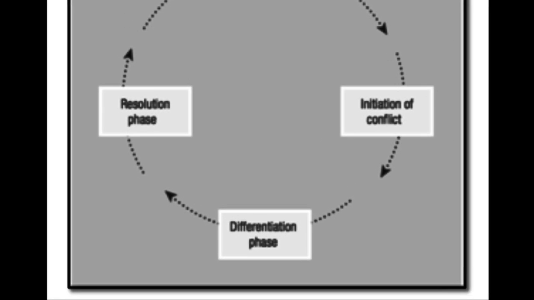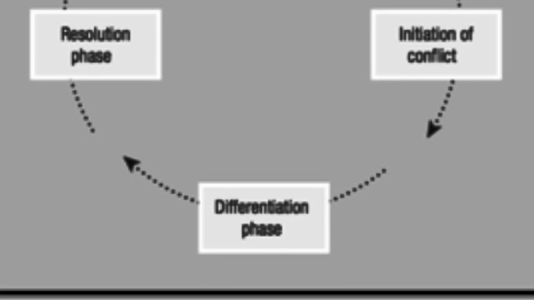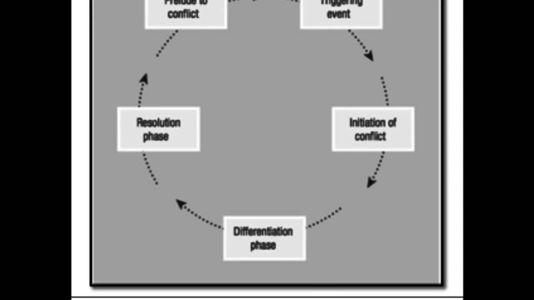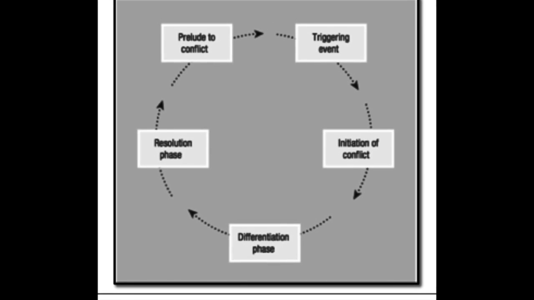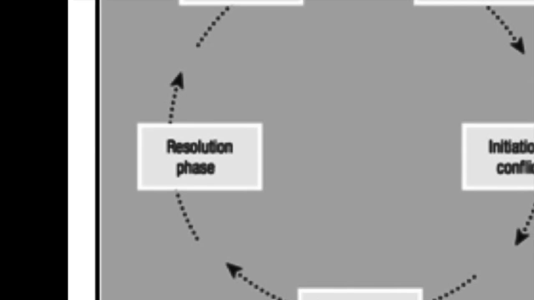The next stage is stage 4, the differentiation phase. This is an ongoing interaction pattern that occurs when the participants use constructive or destructive strategies and tactics. Some examples of this are when both parties present both sides of the story, moving back and forth and escalating and de-escalating the conflict. And finally, the last stage of the conflict wheel is the resolution stage.